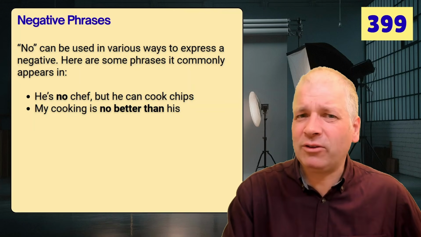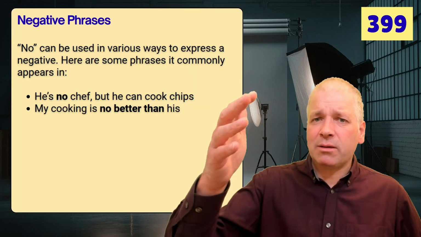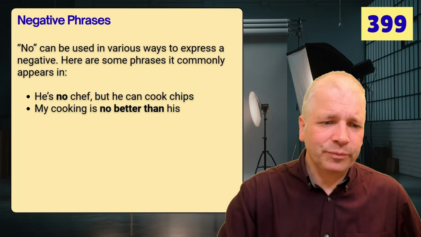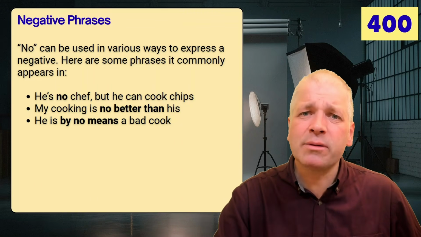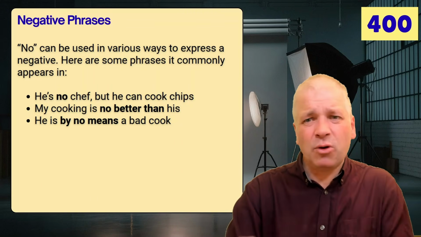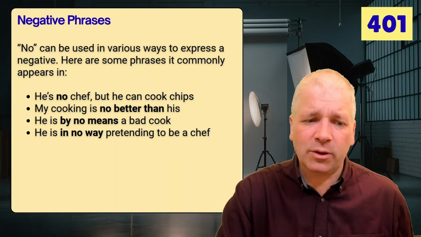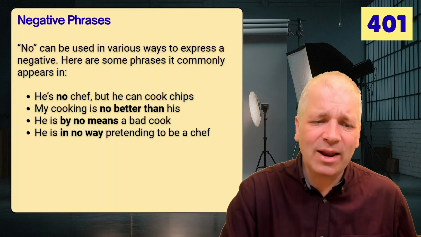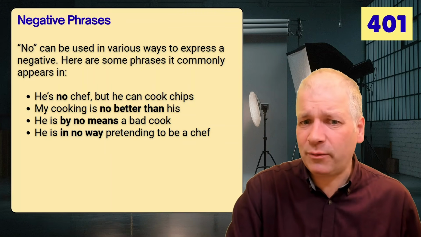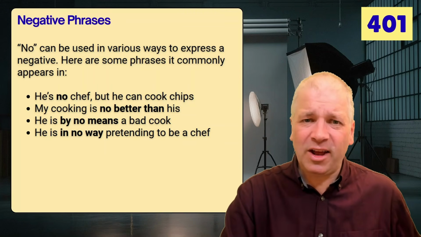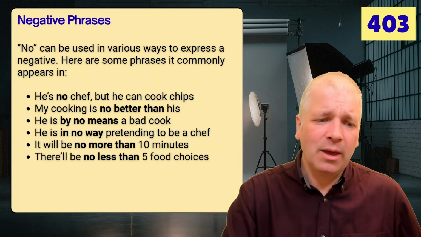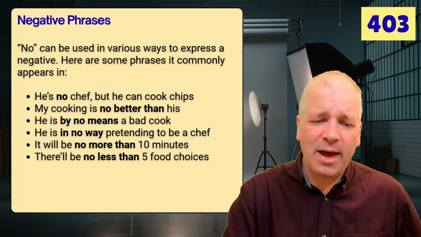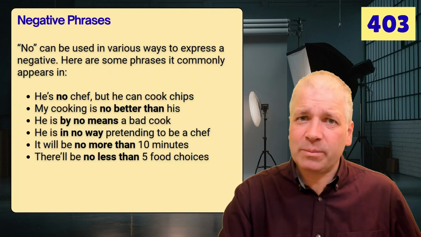So here's a comparative. So basically, his is not above mine. He is by no means a bad cook. By no means means that the next bit is not true. It means he's not a bad cook. He is in no way pretending to be a chef. So he is not pretending to be a chef. It will be no more than 10 minutes. There'll be no less than 5 food choices.